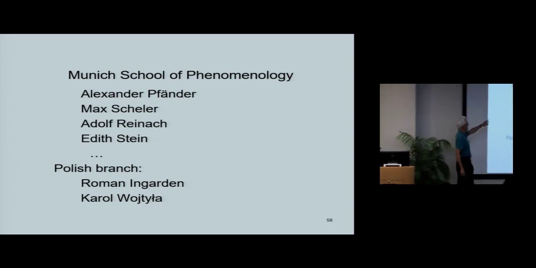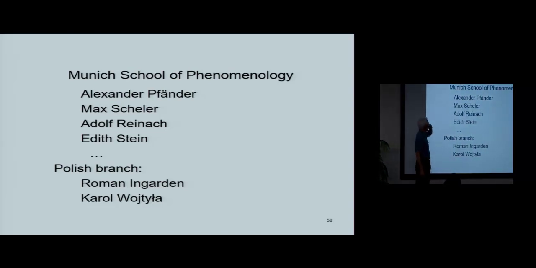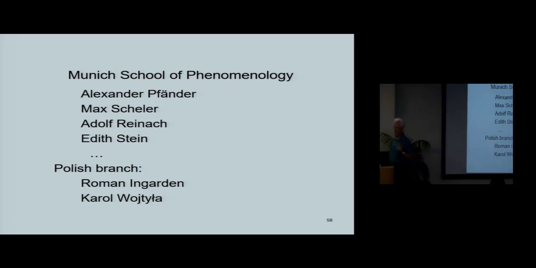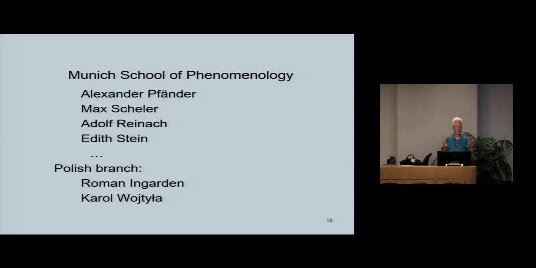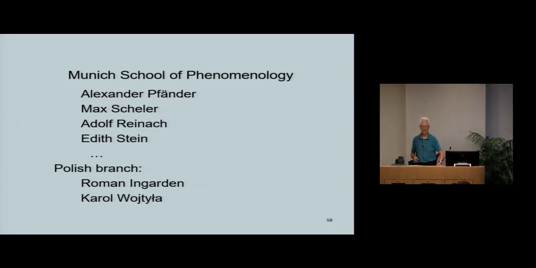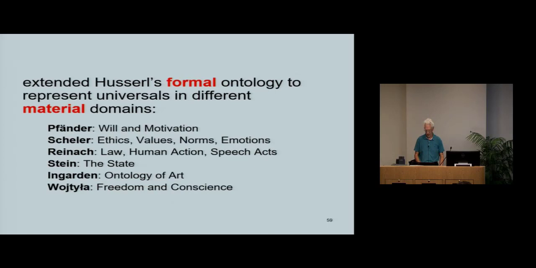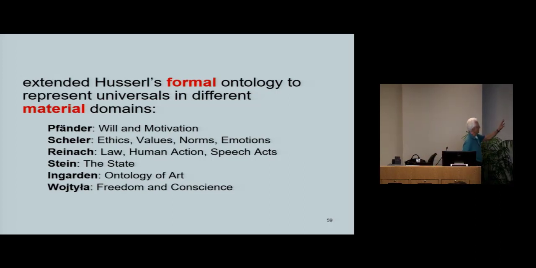Now, Adolf Reinach invented speech act theory in 1913, for instance. And Roman Ingarden did more than anyone else to develop formal ontology and domain ontology in the spirit of Husserl. He was a true realist. But Husserl, gradually, as he became older, ceased to be a realist in the full sense. So, this group, the Munich, Göttingen, Krakow school, extended Husserl's formal ontology.